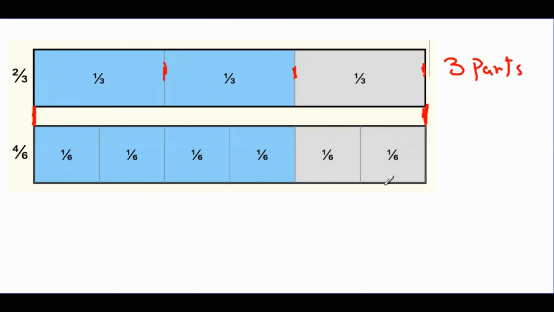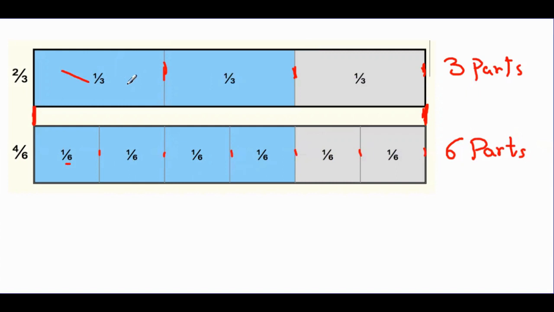The other bar is the same length as the first, but it is divided into a different number of parts. This bar is divided into 1, 2, 3, 4, 5, 6. So the other bar is divided into 6 equal parts. Each part here is 1 out of 3. And each part here is 1 out of 6.